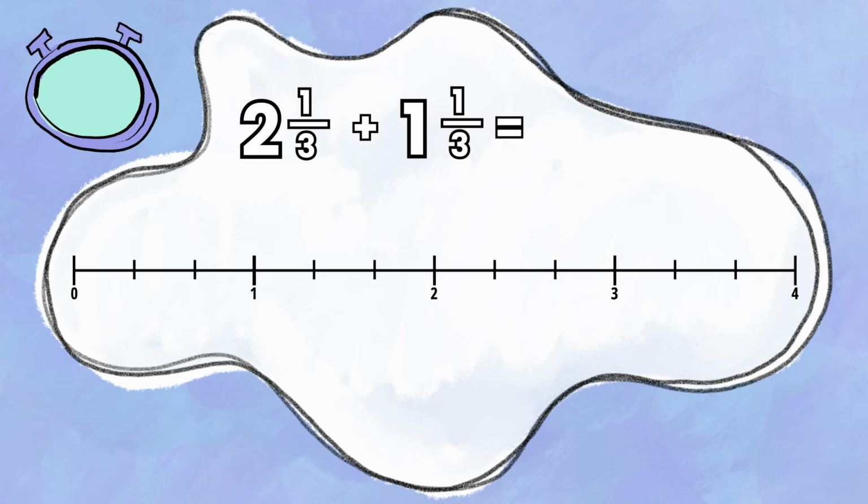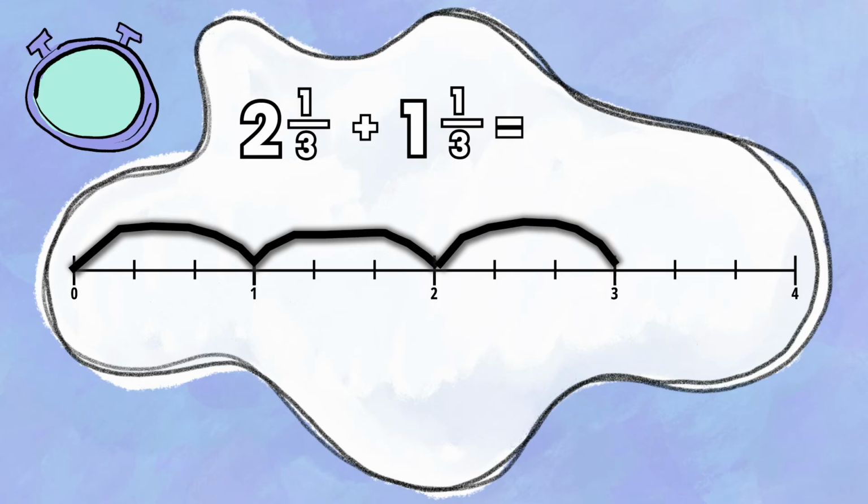I solved this on a number line, but you could have used a different strategy. I'm going to first make my whole number jumps. I'm going to first make 2 jumps on the number line from 0 to 2. And then I'm going to make another whole jump from 2 to 3.